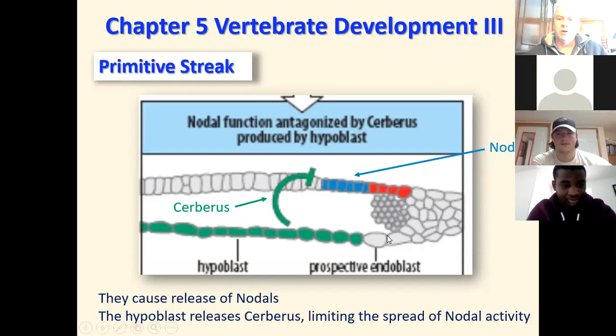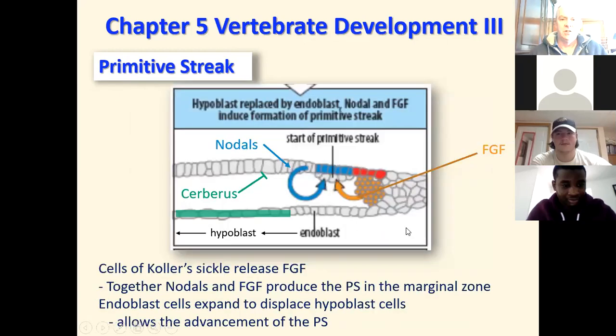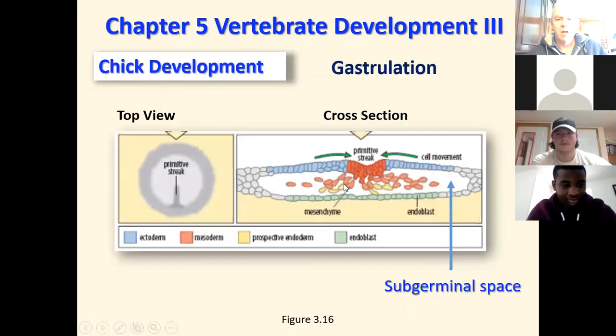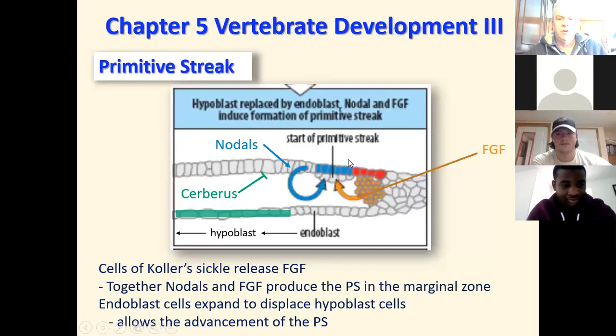The prospective endoblast here is going to change that. This is going to grow over this way and displace the hypoblast. So here you can see I kind of BS'd this down here. This is hypoblast here in green. It's being pushed this way, displaced by the endoblast. So this blocking agent is being displaced at the same time. So here, Koller's sickle is now releasing FGF, and the FGF and the nodal together are causing the epiblast cells to divide, converge, and then go through and start forming that primitive streak, with the cells coming through and in and forming 3 layers of cells there.